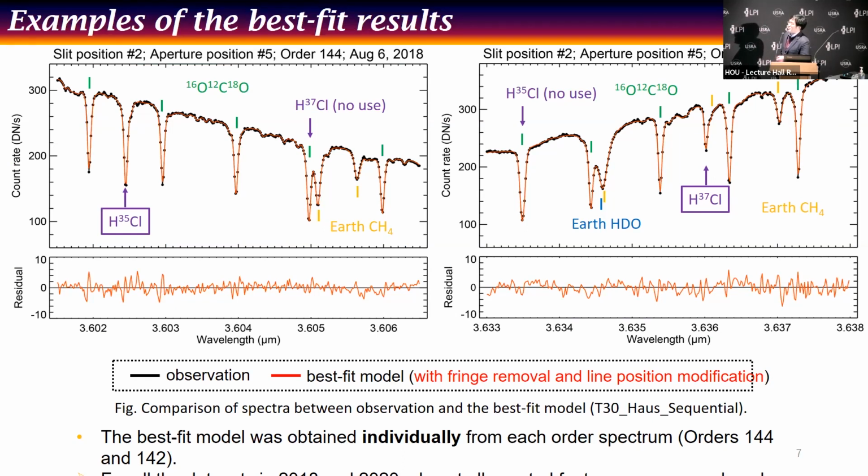These figures show a comparison of spectra between observation and the best fit model. The left is for order 144 and the right is order 142. The best fit model was obtained individually from each order spectrum, and for all data sets in 2018 and 2020, almost all spectral features were reproduced by our model simulations.